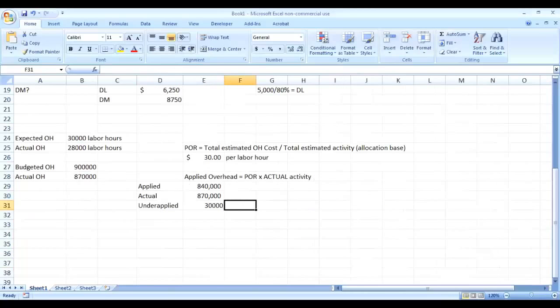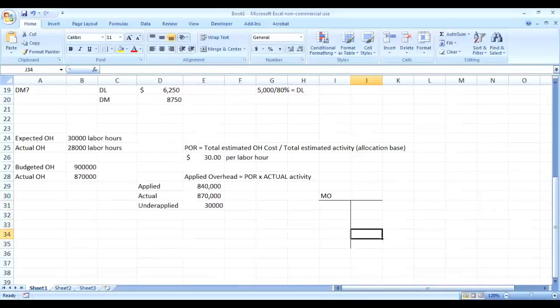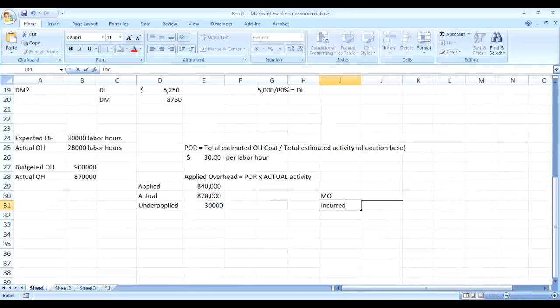And not to get too granular, but in that case, that $30,000 would be a debit in what account? Where would that $30,000 be sitting? Yeah, it'd be in our overhead account. So if we looked at our overhead account, my debit side is my incurred or actual overhead. My credit side is what I've applied.